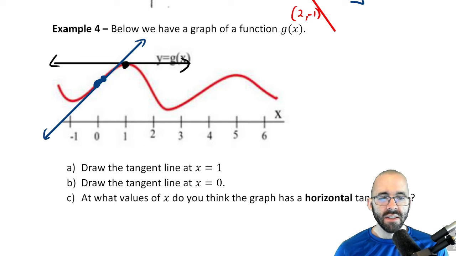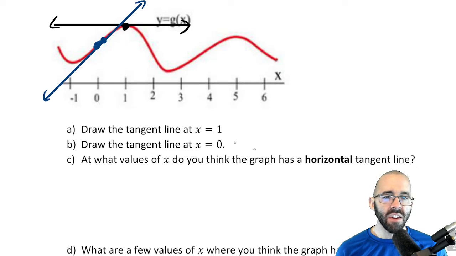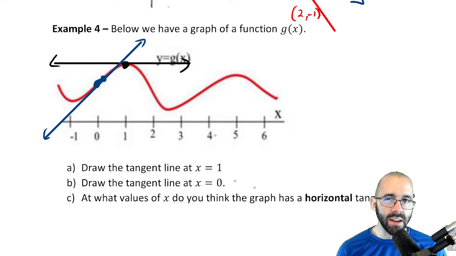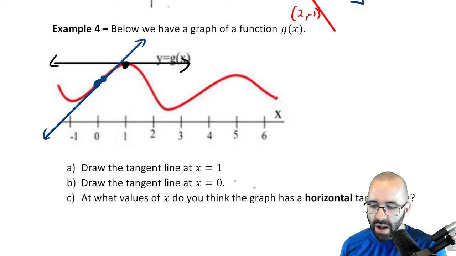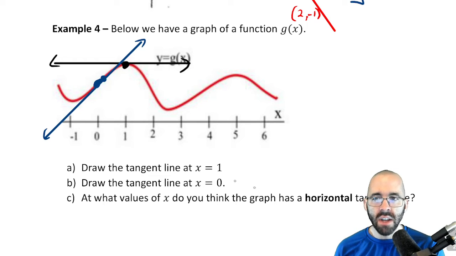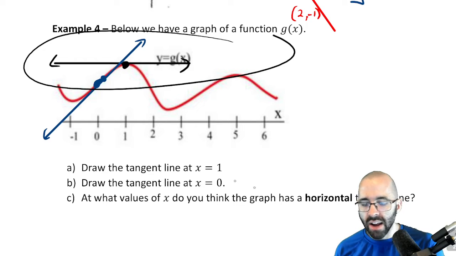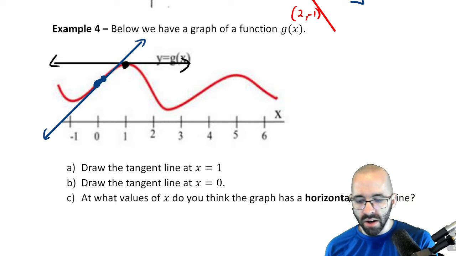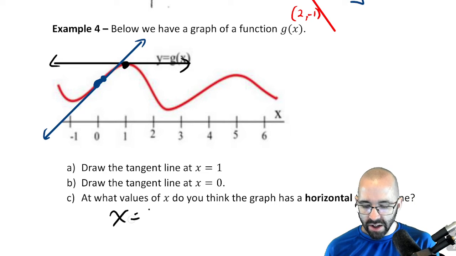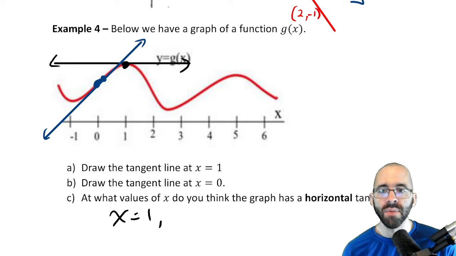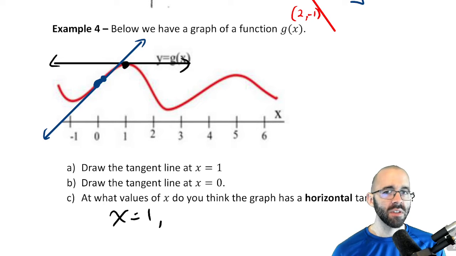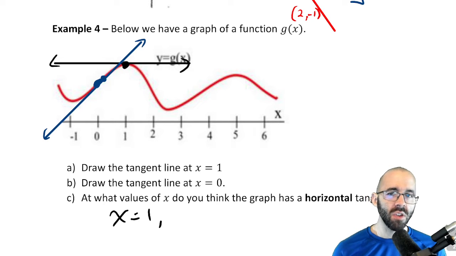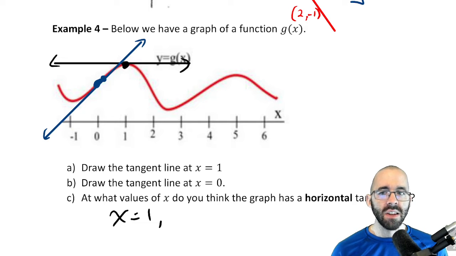Now let's look at letter C. At what values of x do you think the graph has a horizontal tangent line? Well, we already know 1, because look, there's a horizontal tangent line. The tangent line, this black line, is horizontal at x equals 1. So we already know that's one of our options. Where else do you think it's going to be horizontal? What's special about x equals 1?